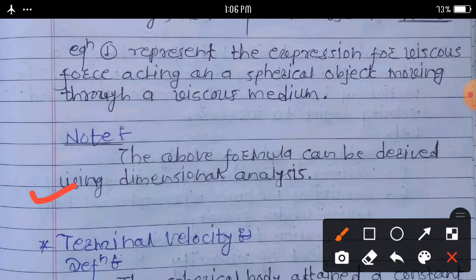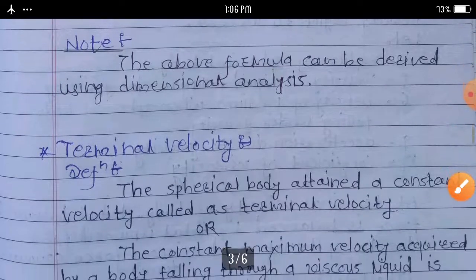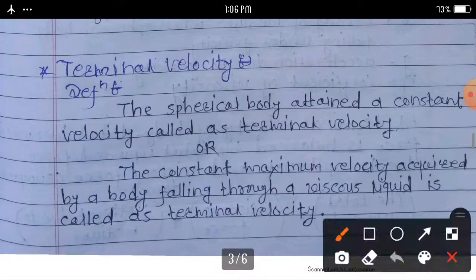Then we can discuss the next very important point, terminal velocity. What do we mean by terminal velocity? Definition: a spherical body attains a constant velocity called terminal velocity. Or, the constant maximum velocity acquired by a body falling through a viscous liquid is called terminal velocity.